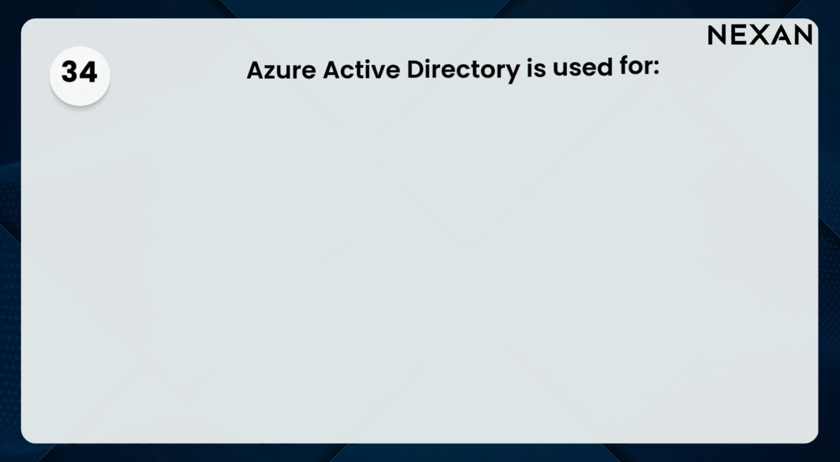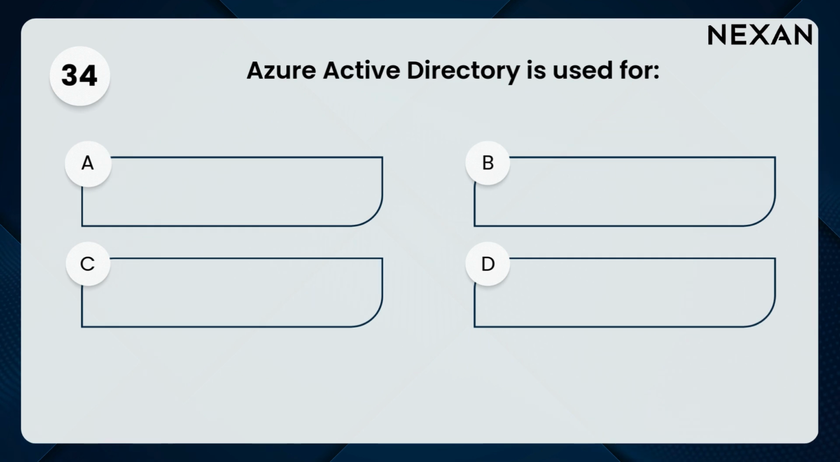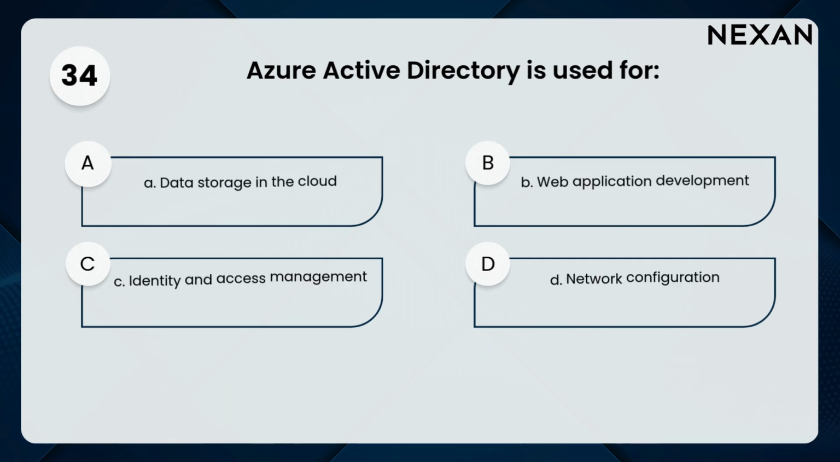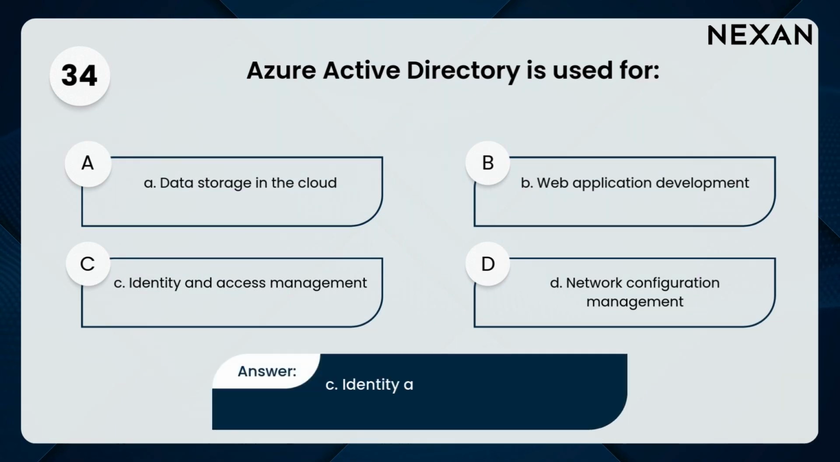34. Azure Active Directory is used for A. Data storage in the cloud. B. Web application development. C. Identity and access management. D. Network configuration management. Answer: C. Identity and access management.